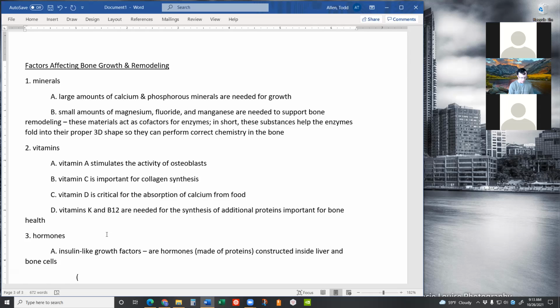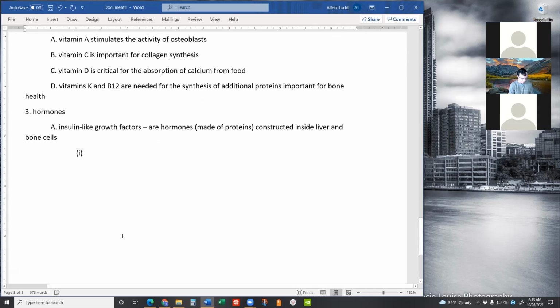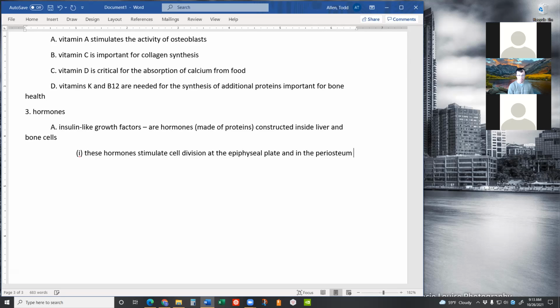Put this down as a different bullet point. These hormones stimulate cell division at the epiphyseal plate and in the periosteum during child growth.